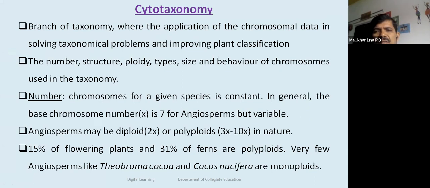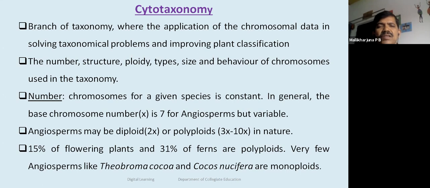So, cytotaxonomy is a branch of taxonomy where we use chromosomal information to solve taxonomical problems and thereby improve plant classification. As we all know, chromosomes are the vehicles of heredity. The same chromosomes can be used for solving taxonomical problems, especially their number, structure, ploidy, types, size, and behavior. Let us begin with the chromosome number.